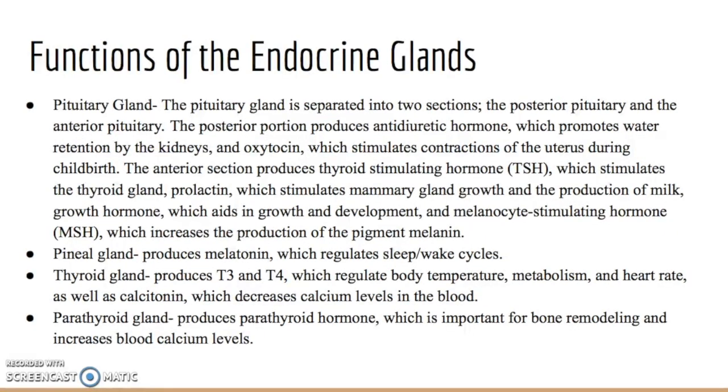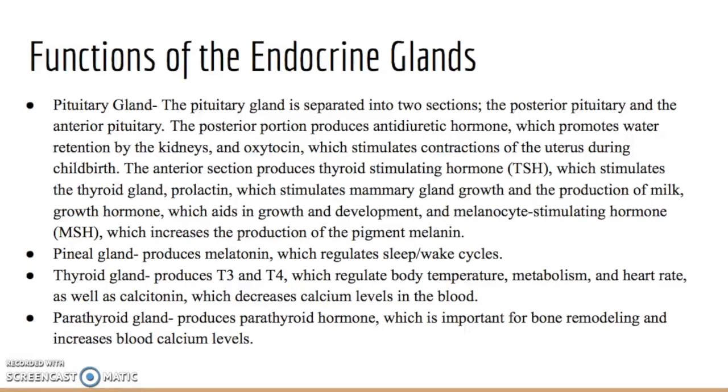Functions of the endocrine glands. The pituitary gland. The pituitary gland is separated into two sections, the posterior pituitary and the anterior pituitary. The posterior portion produces antidiuretic hormone, or ADH, which promotes water retention by the kidneys, and oxytocin, which stimulates contractions of the uterus during childbirth.